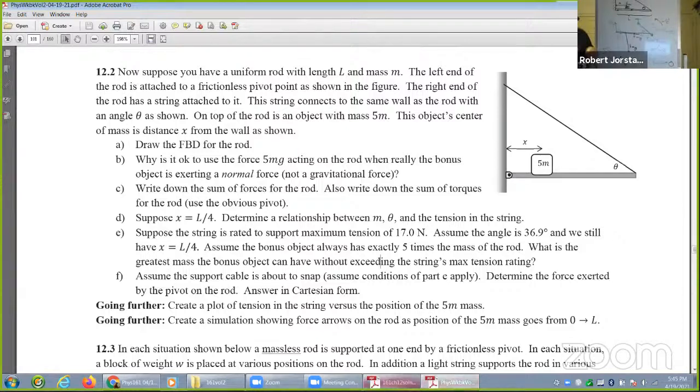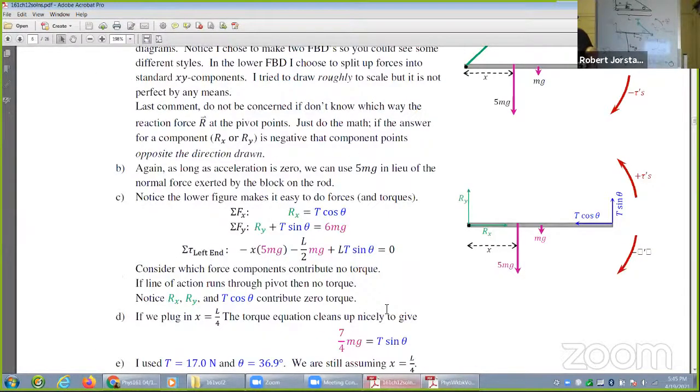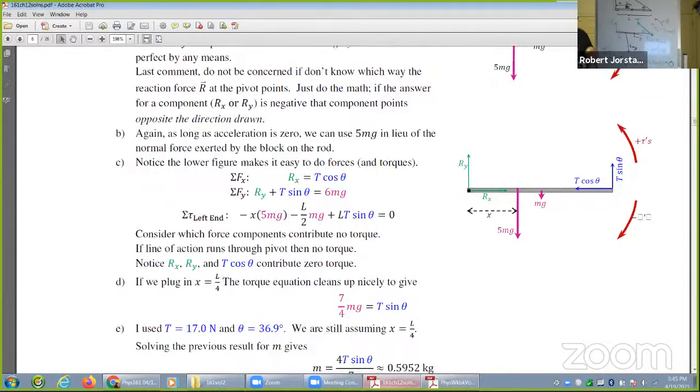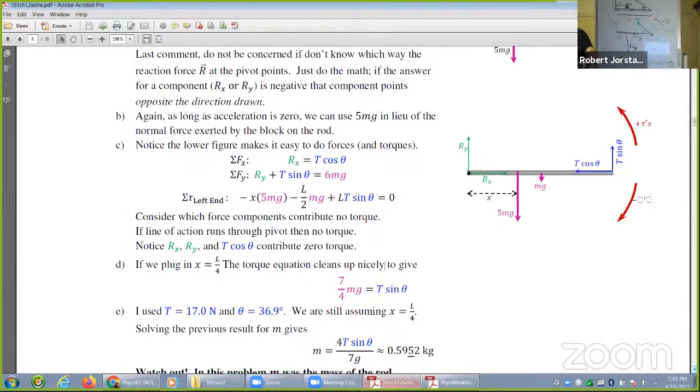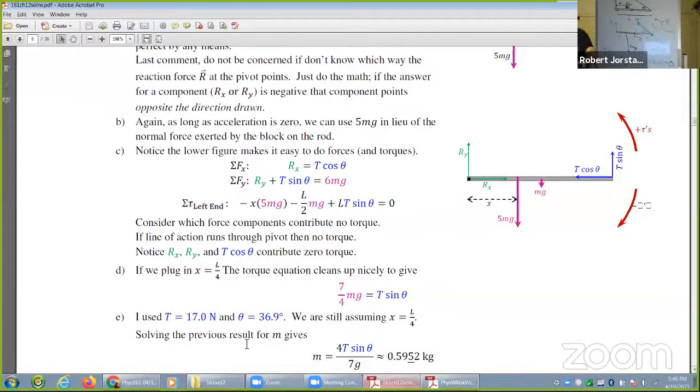Well, let's go look. So if I plug in this number and this angle, and we still assume this, just solving that for M is that. So what's the heaviest sign you could support?